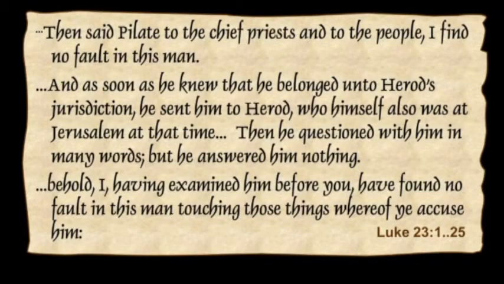Seven times Pilate declared him innocent. Starting at Luke 23, there's 25 verses you can go through. Then said Pilate to the chief priests and the people, I find no fault in this man. A few verses later, as soon as he knew that he belonged in Herod's jurisdiction, he sent him to Herod, who also was at Jerusalem at the time. Then he questioned him in many words, but he answered him nothing. Behold, I've examined him before you, Pilate speaking, and have found no fault in this man in touching these things whereof you accuse him. Pilate, if you go through it, actually says this seven different ways.